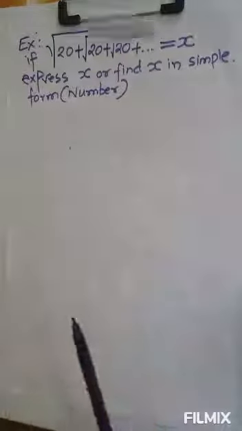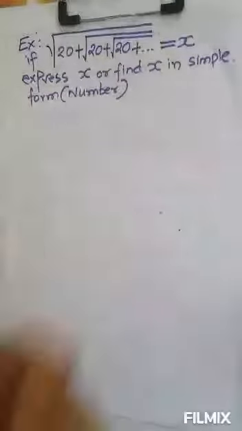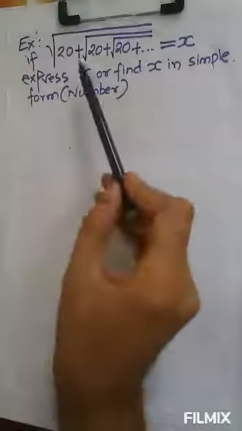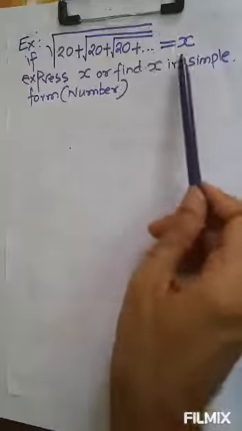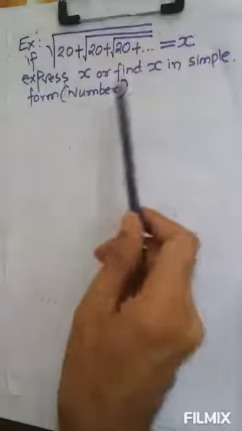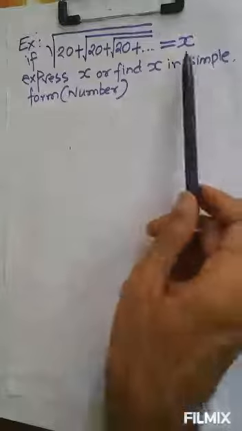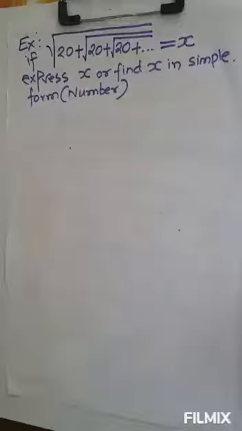Okay, so let's take an example. Under root of 20 plus under root of 20 plus under root of 20 plus and so on equals x. Find x, or express it as a simple number. How do we attempt this?